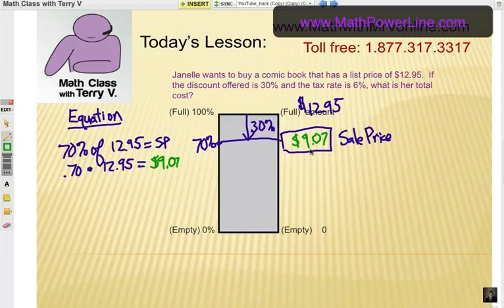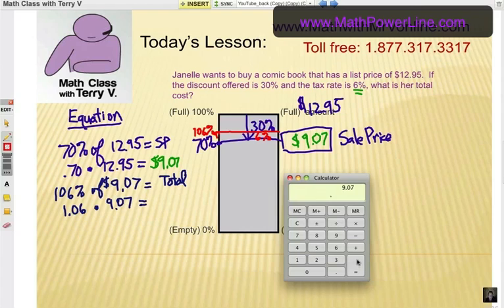But the next step is we have to add on the tax rate of 6%. So we add tax on, and that is going to then increase the price by 6%. And so we are now going to have 106% of that sale price. So we do 1.06 times 9.07, and that is going to give us $9.61.